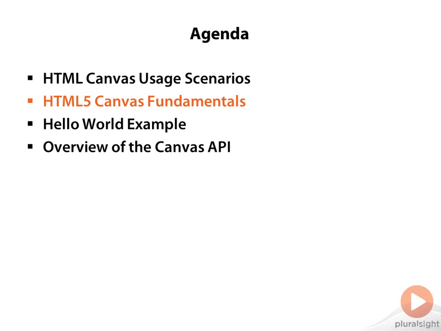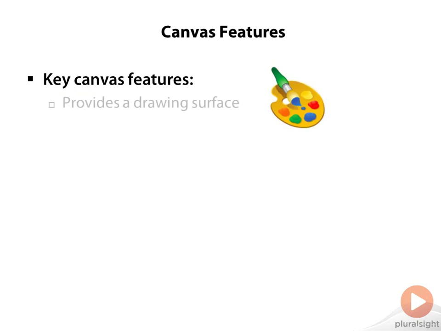Now that you've seen different ways that the HTML5 canvas can be used, let's jump into some of the fundamentals that'll help you get started with it. So first, let's discuss some of the key features it offers. The canvas, as I mentioned earlier, provides a drawing surface. You can think of it just like a painter's canvas that we're going to draw on using either some pencils or pens or more likely a brush.